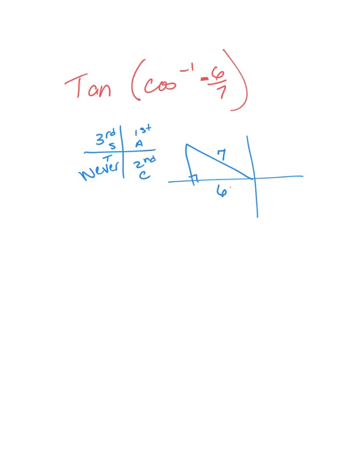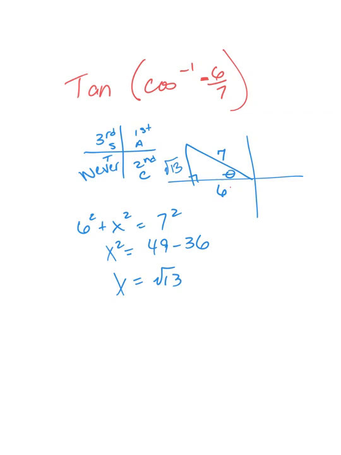Okay, so this is theta. We're going to find 6 squared plus x squared equals 7 squared. X squared equals 49 minus 36, which is 13. X equals the square root of 13. So now they want the tangent of that angle. Well, the tangent is opposite over adjacent. So what is the tangent of that now? It's root 13 over 6.